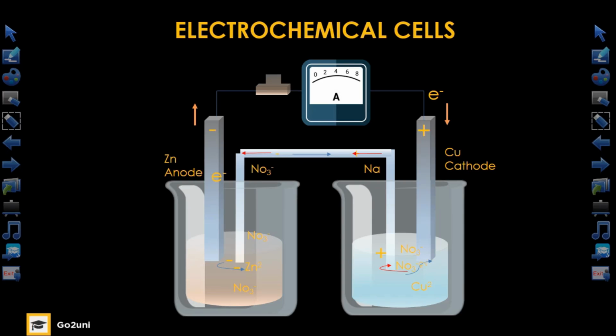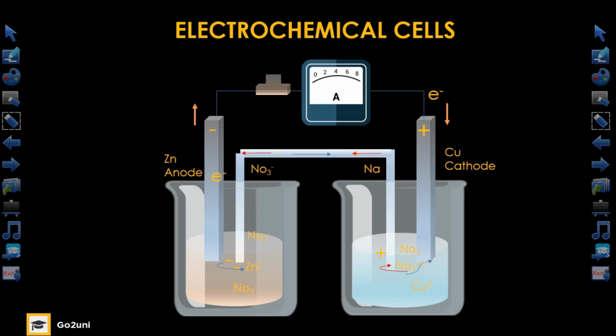When we talk about electrochemical cells, what do we really mean? As we can see, it is the opposite of electrolytic cells. In electrolytic cells, when we talk about electrolysis and Faraday's law, we saw that the anode is positively charged and the cathode is negatively charged. Now, electrochemical cells are cells that have the anode negatively charged and the cathode positively charged.